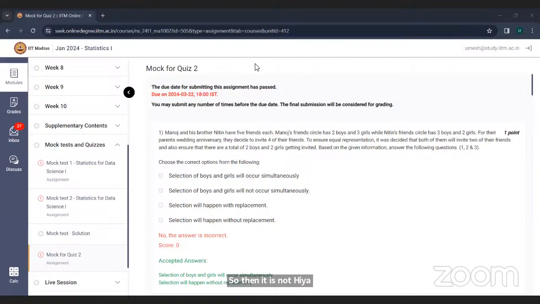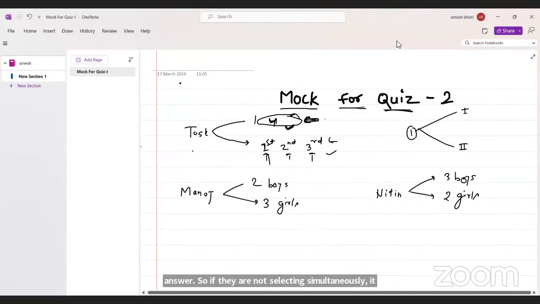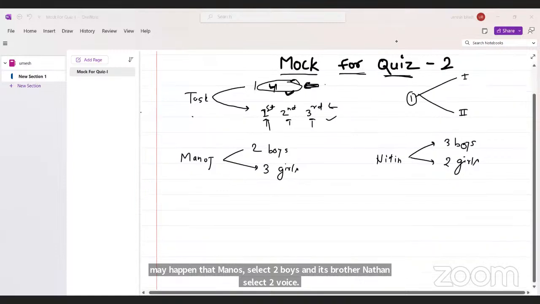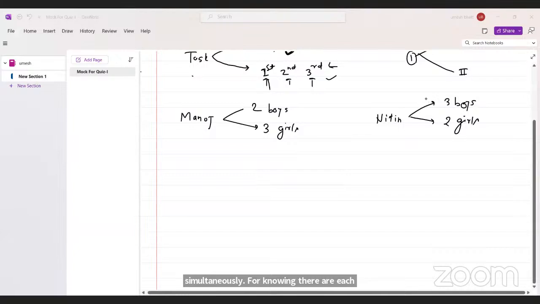You are right. So this is the right answer. If they are not selecting simultaneously, it may happen that Manoj selects two boys and his brother Nitin also selects two boys. It may happen. So that's why they are selecting simultaneously, for knowing each other's participants.